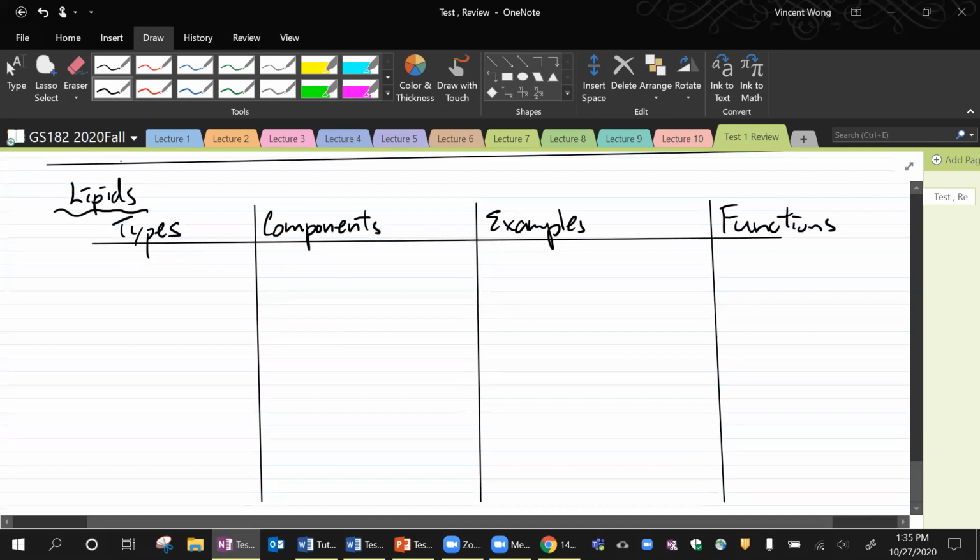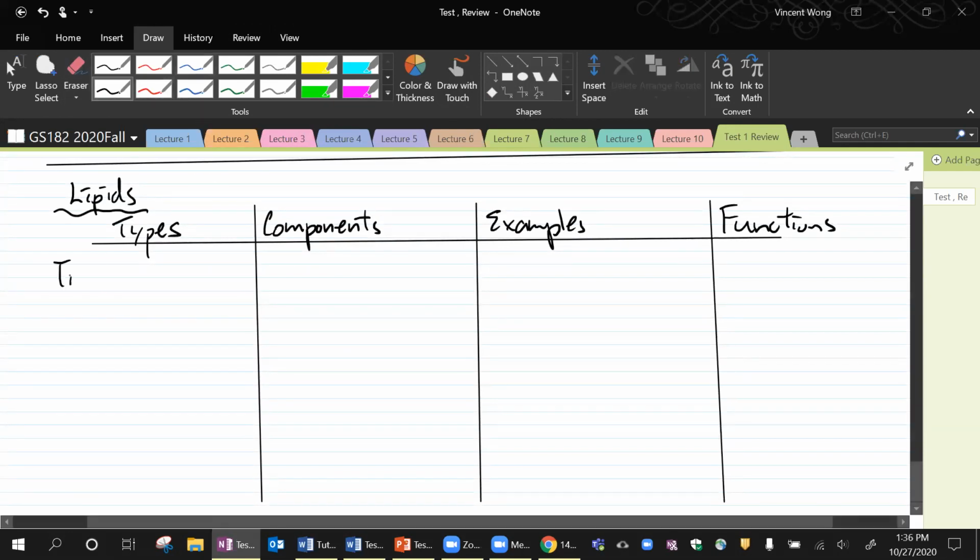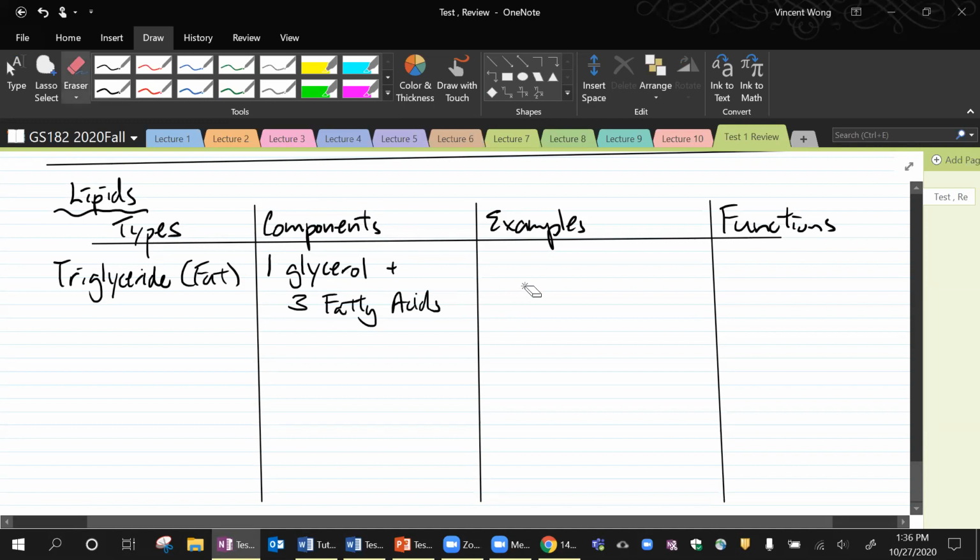So types, what do we have for types? Fat, right? Triglyceride. To make fat, you need the following components. You need 1 glycerol plus 3 fatty acids. And the fatty acids could be saturated or unsaturated. We'll review those in a bit.